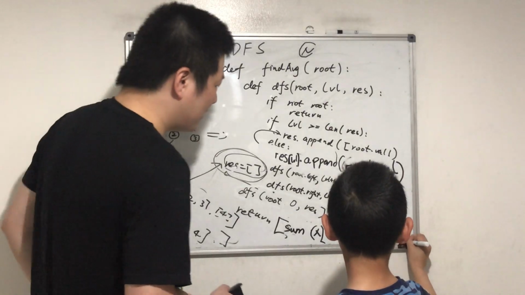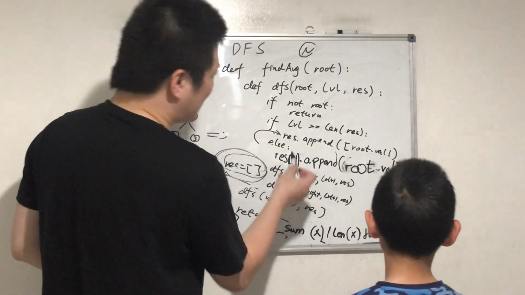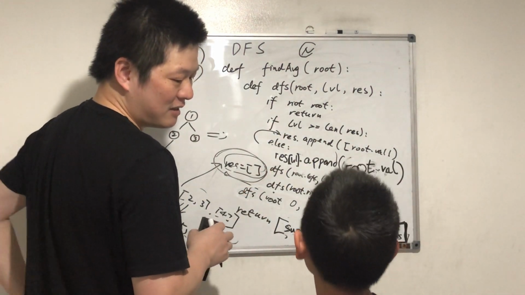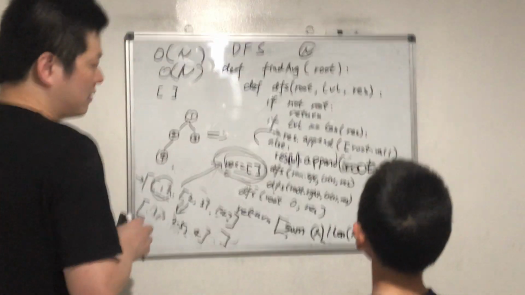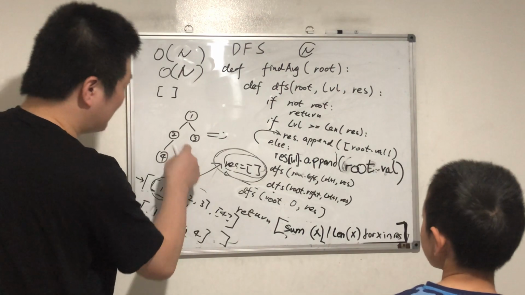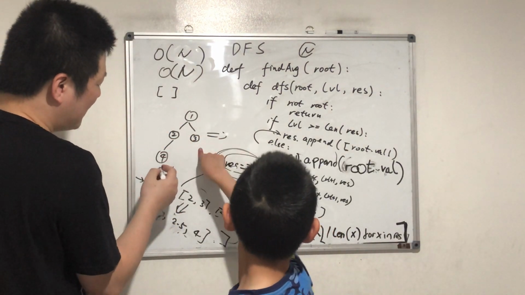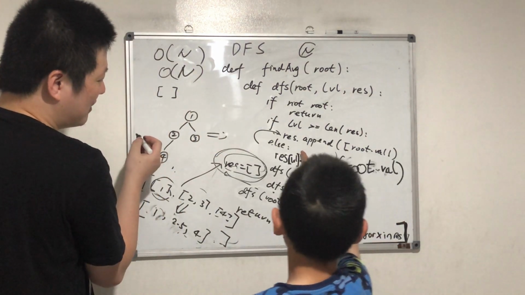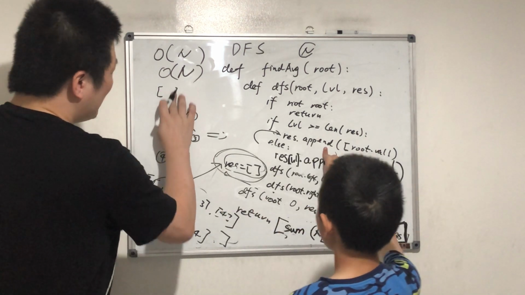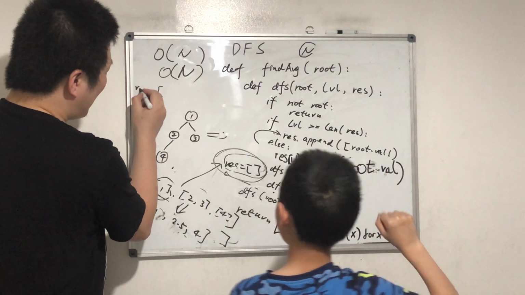Eric, can you tell me what's this? Why is there an if thingy? It's a bit hard to understand, right? So if we are going to the next level, and we need to append, it goes to the next level, then the result append. Look, this is the result.